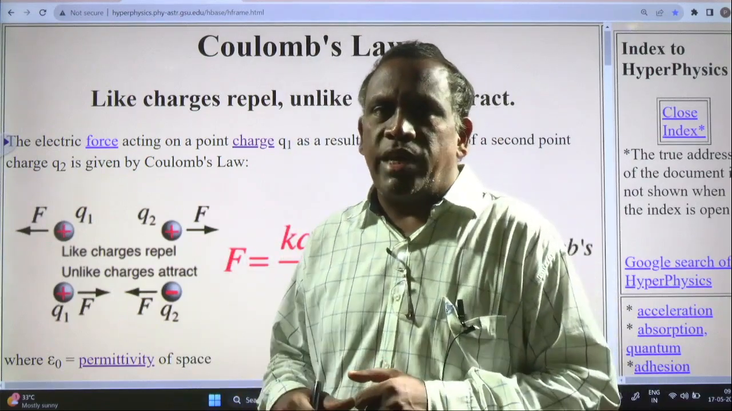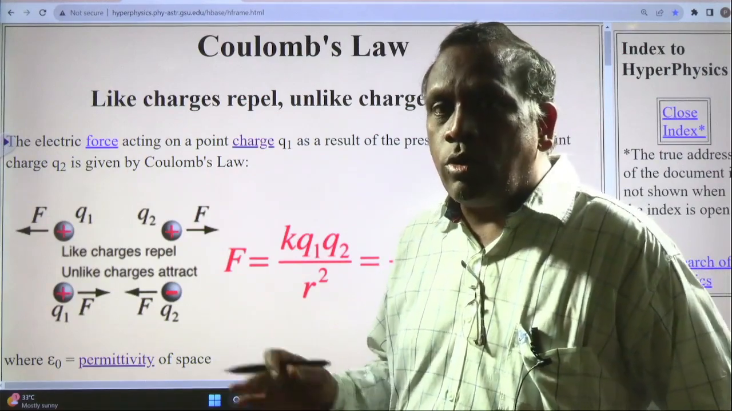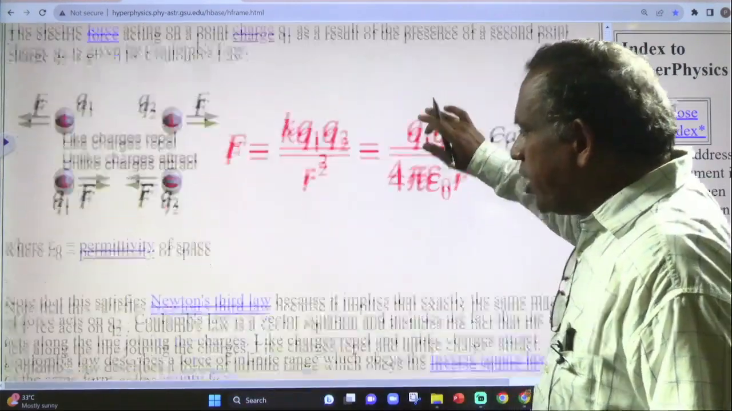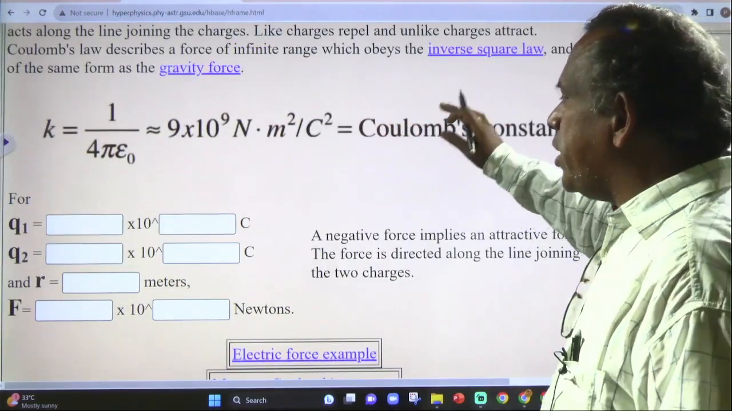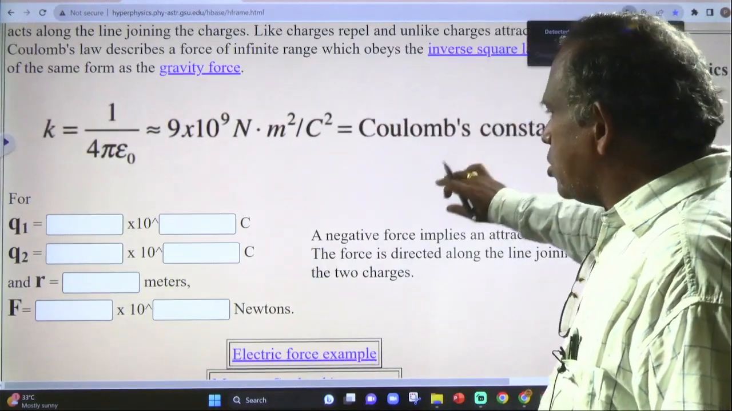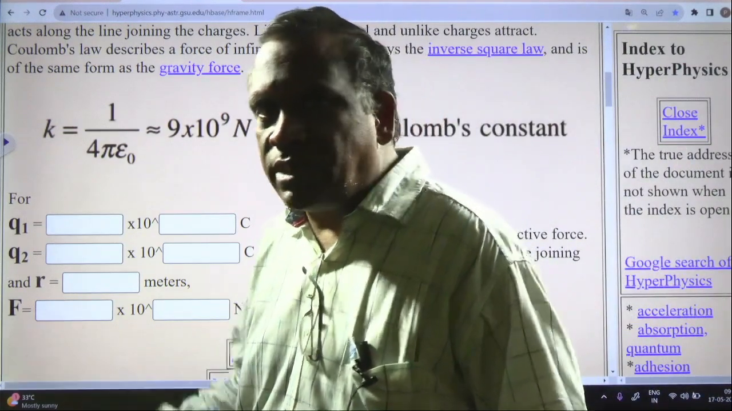If it is placed in water, the permittivity values are different. For that you can understand here the 1 by 4 pi epsilon naught value, 9 into 10 to the power of 9. So before that we will do some sums based on this Coulomb's inverse square law.